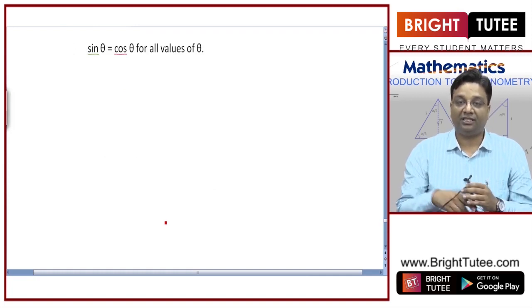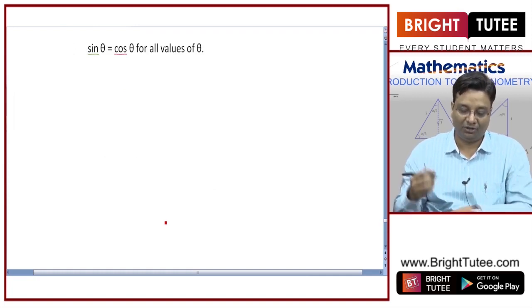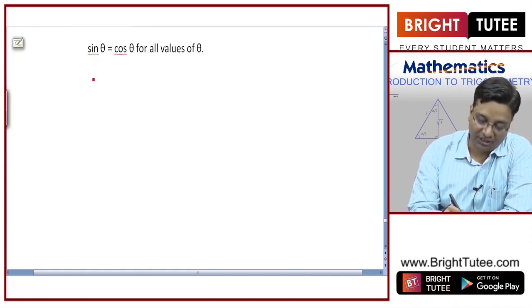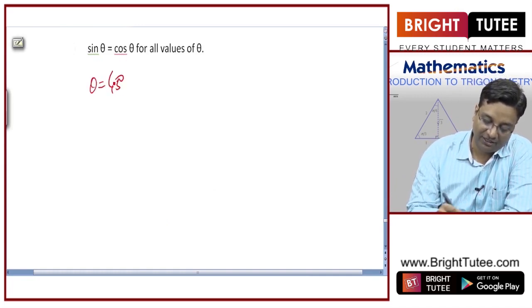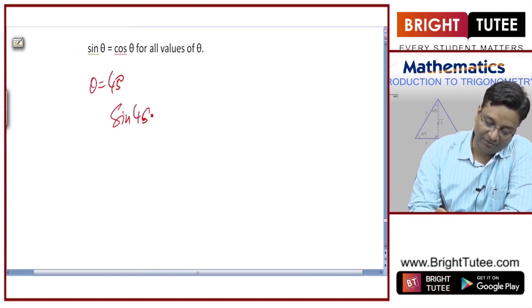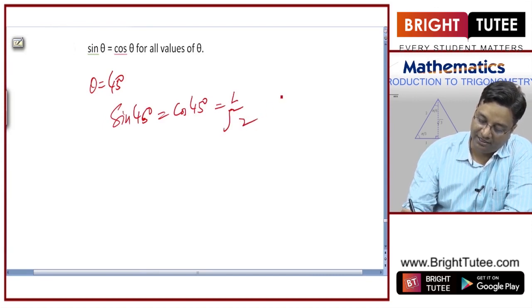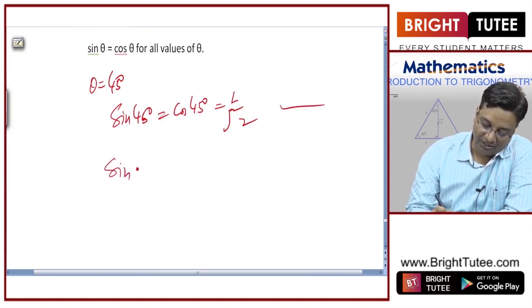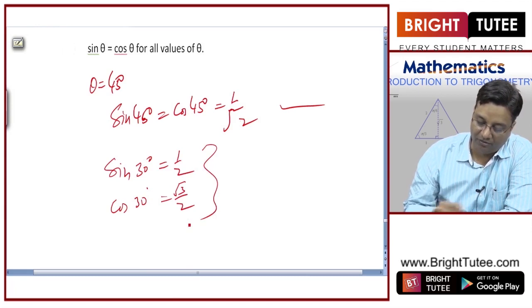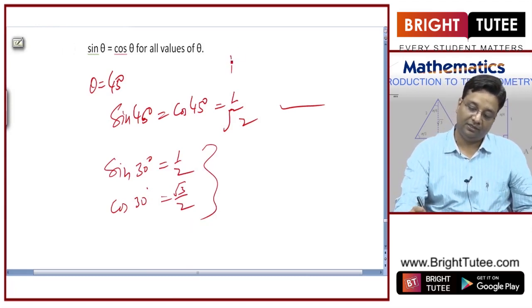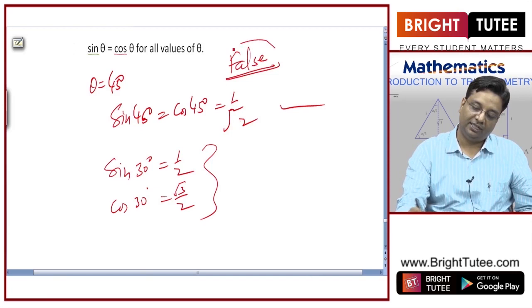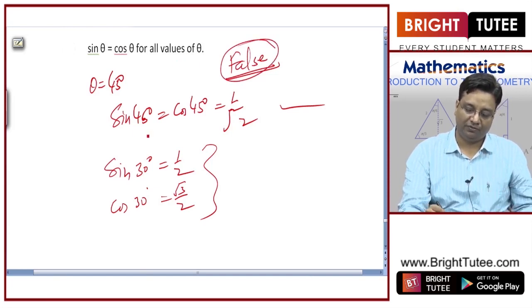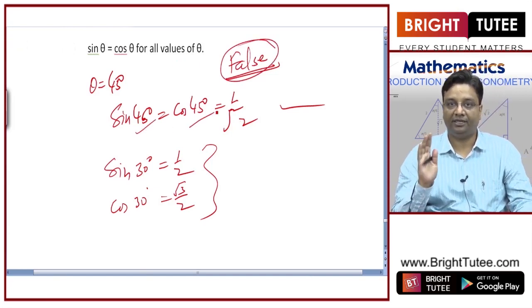Sin theta equal to cos theta for all values of theta. No, it is not true, because sin theta is equal to cos theta only when theta is equal to 45 degrees. Sin 45 equal to cos 45 is equal to 1 by root 2, except this all other values are different, because sin 30 is equal to 1 by 2, but cos 30 is equal to root 3 by 2, which are not equal, right? So this statement is false. It can only be true at single value 45 degrees, right, from 0 to 90, right?